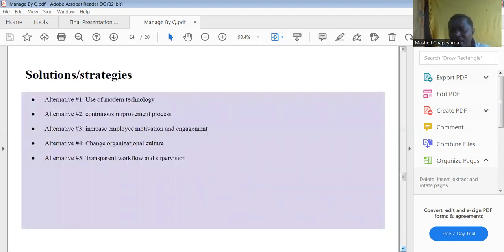Now, what can the company do to overcome these problems? We've got 5 alternatives here. Use of modern technology. The company should hire the best machinery and equipment to use in this cleaning and maintenance service. There's need for continuous improvement. That's alternative 2. The company should identify its flaws, the problems it faces, and correct them as soon as possible. And this will be a continuous process.